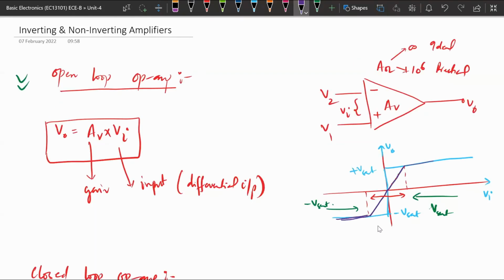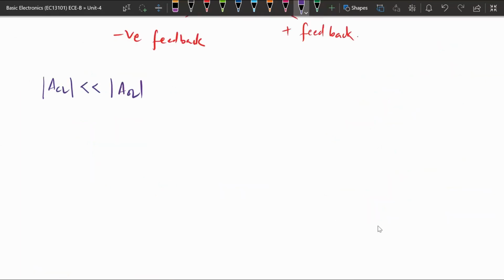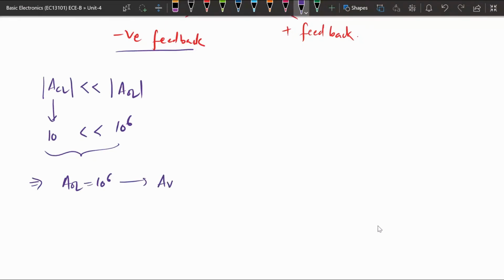Open loop gain is infinity in case of the ideal one. If it is practical, it will be close to 10 power 6. So for a practical case the open loop gain will be 10 power 6, and with respect to that, this gain will be very less, close to something like 10. We are just analyzing. So if this is the comparison between open loop and closed loop gains in case of negative feedback, then if we compare 10 and 10 power 6, we can say the open loop gain, which is equal to 10 power 6, is nothing but the AV that is infinity. That means 10 power 6 is very high with respect to the closed loop gain. So that's why here the open loop gain can be considered as infinity.